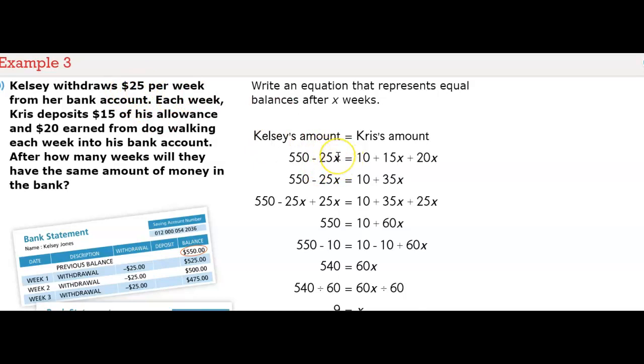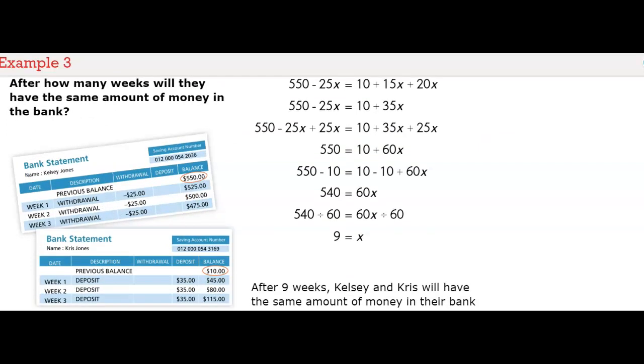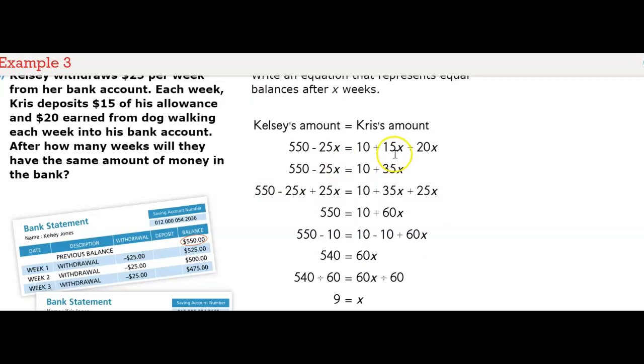We're subtracting it, and then we're multiplying it by x, which is the number of weeks, which we're going to solve for. Then for Chris, he started with $10, and he is depositing, which means he's putting into the bank, $15. So each week he's depositing $15, and he's depositing $20. So we are adding 15 times a certain number of weeks plus $20 times a certain number of weeks.